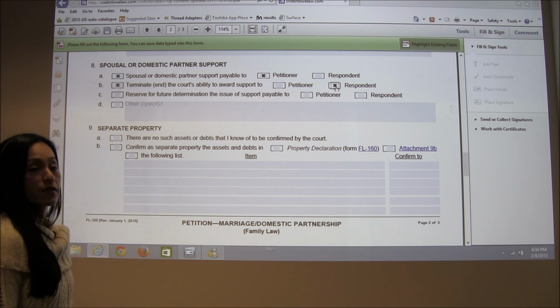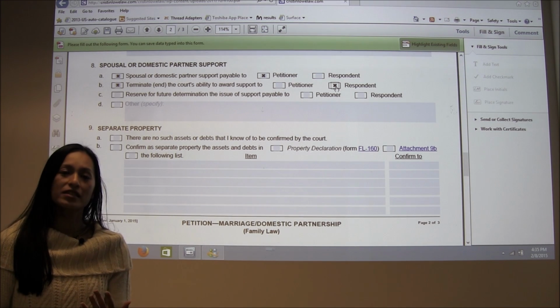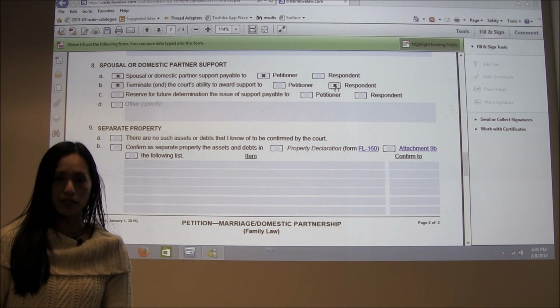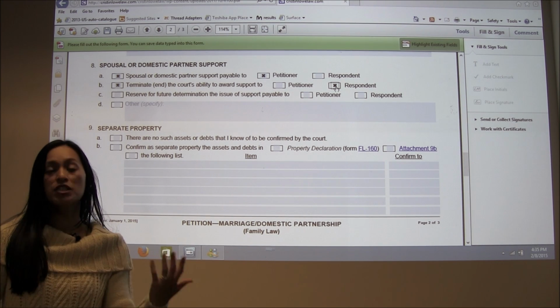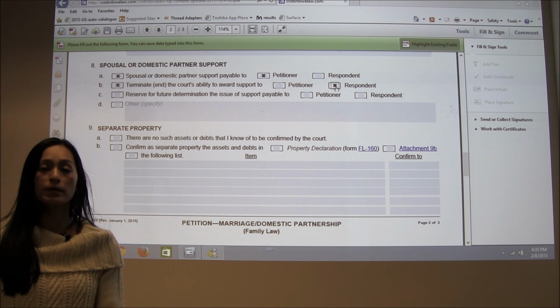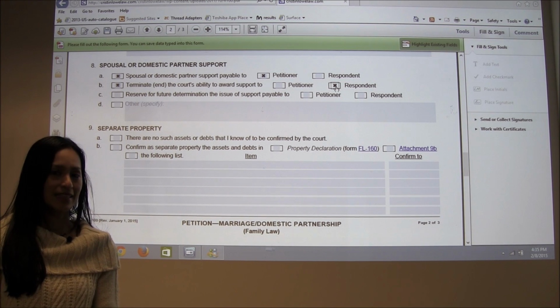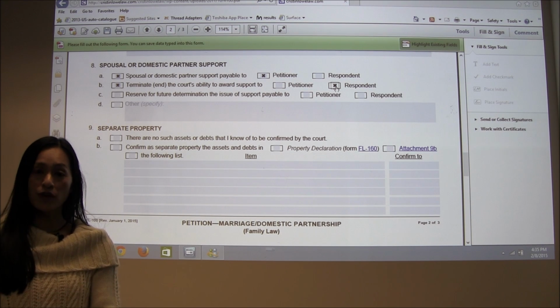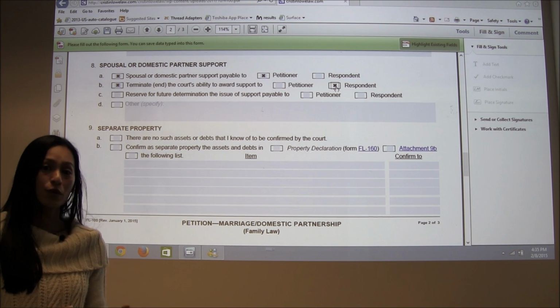A lot of people get confused by checking these boxes and then they wonder, well, why do I have to pay spousal support now? I said I didn't want to pay spousal support here. And understand the petition, just think of it like the regular word petition. It's a request. It's asking. It's not a guarantee. It's not a court order. But it does set forth your preferences and what it is that you want or don't want.